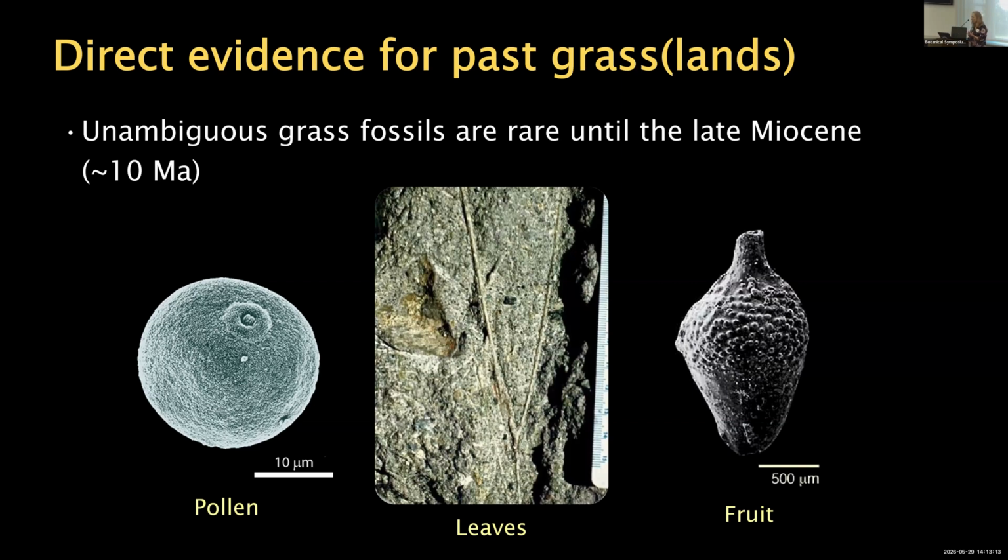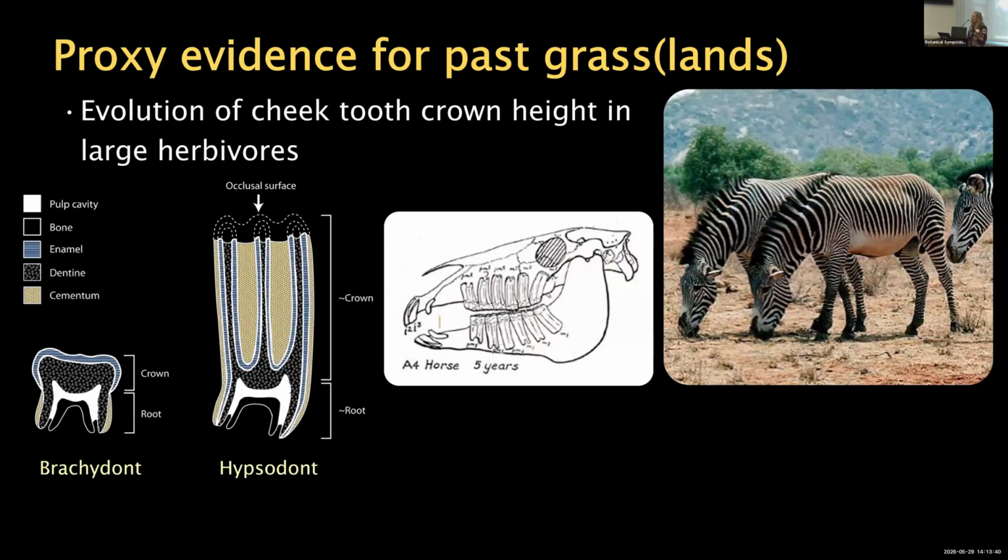Grass fruits, however, so diaspores, have very diagnostic traits, and they have been studied in the Great Plains, so Nebraska, Kansas, Colorado, for about 100 years with Max Elias' work and Joe Thomason's work. However, these fossils remain rare until about 10 million years ago, so not super great if you want to look at deeper time history. So what people have done instead is rely on indirect or proxy evidence for past grasslands.